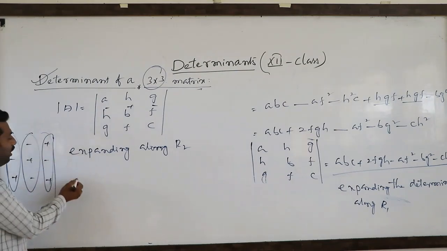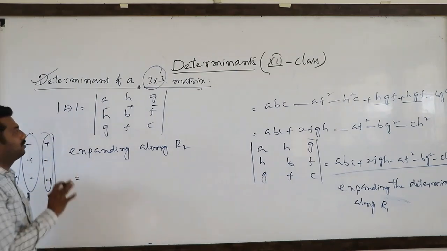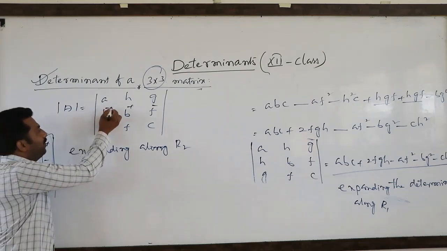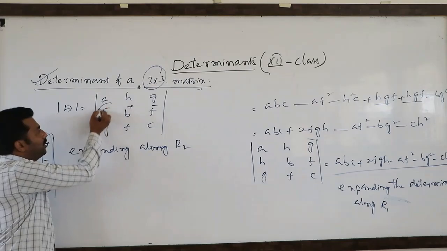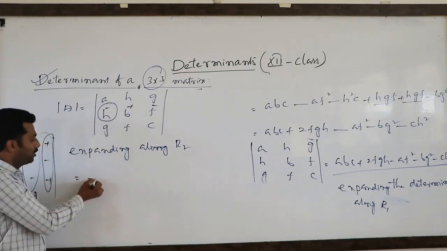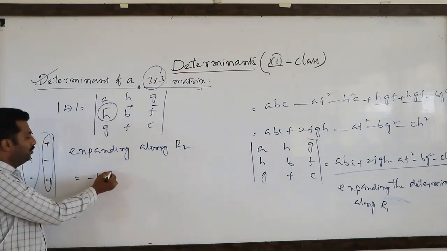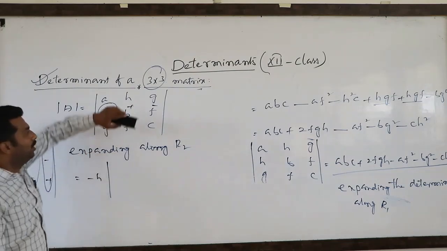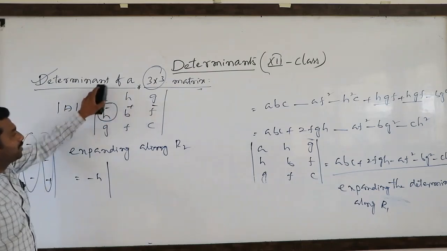Now we are expanding the determinant along the second row. Now I will tell directly. Which element do you have to choose now? This is minus h, we have to choose. See, minus h into the determinant of the remaining elements, by closing the corresponding row and corresponding column.